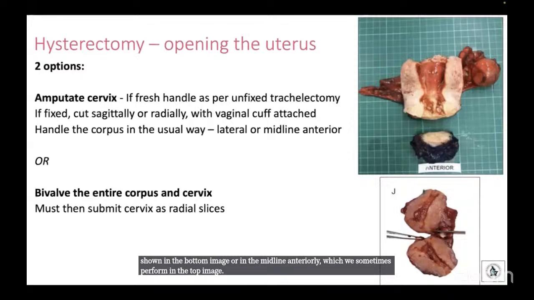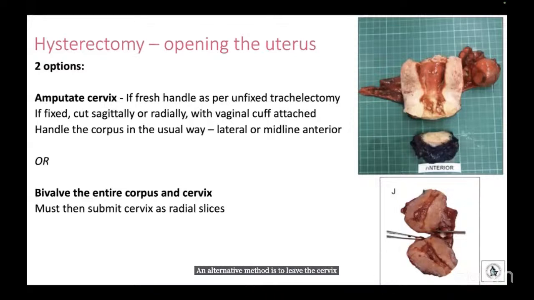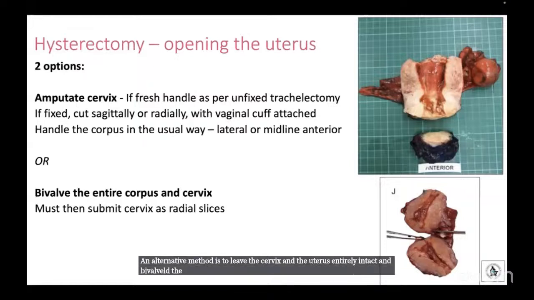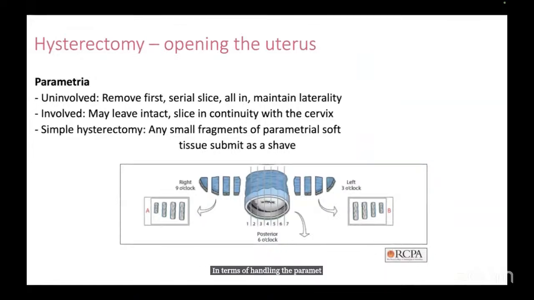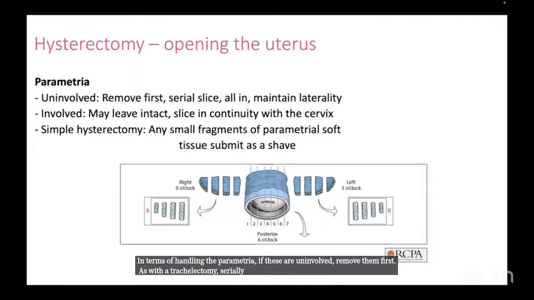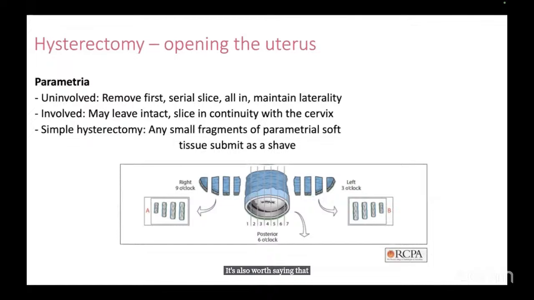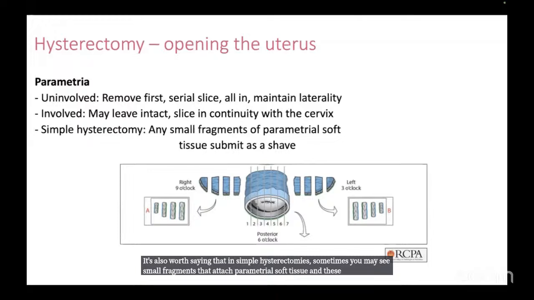An alternative method is to leave the cervix and the uterus entirely intact and bivalve the entire specimen. And this then means that you'll need to submit the cervix as radial slices. In terms of handling the parametria, if these are uninvolved, remove them first. As with a trachelectomy, serially slice and entirely submit, maintaining the laterality. If they're involved by tumour, you may leave them intact and slice them in continuity with the cervix as you're cutting it up. It's also worth saying that in simple hysterectomies, sometimes you may see small fragments of attached parametrial soft tissue, and these can be submitted as a shave.